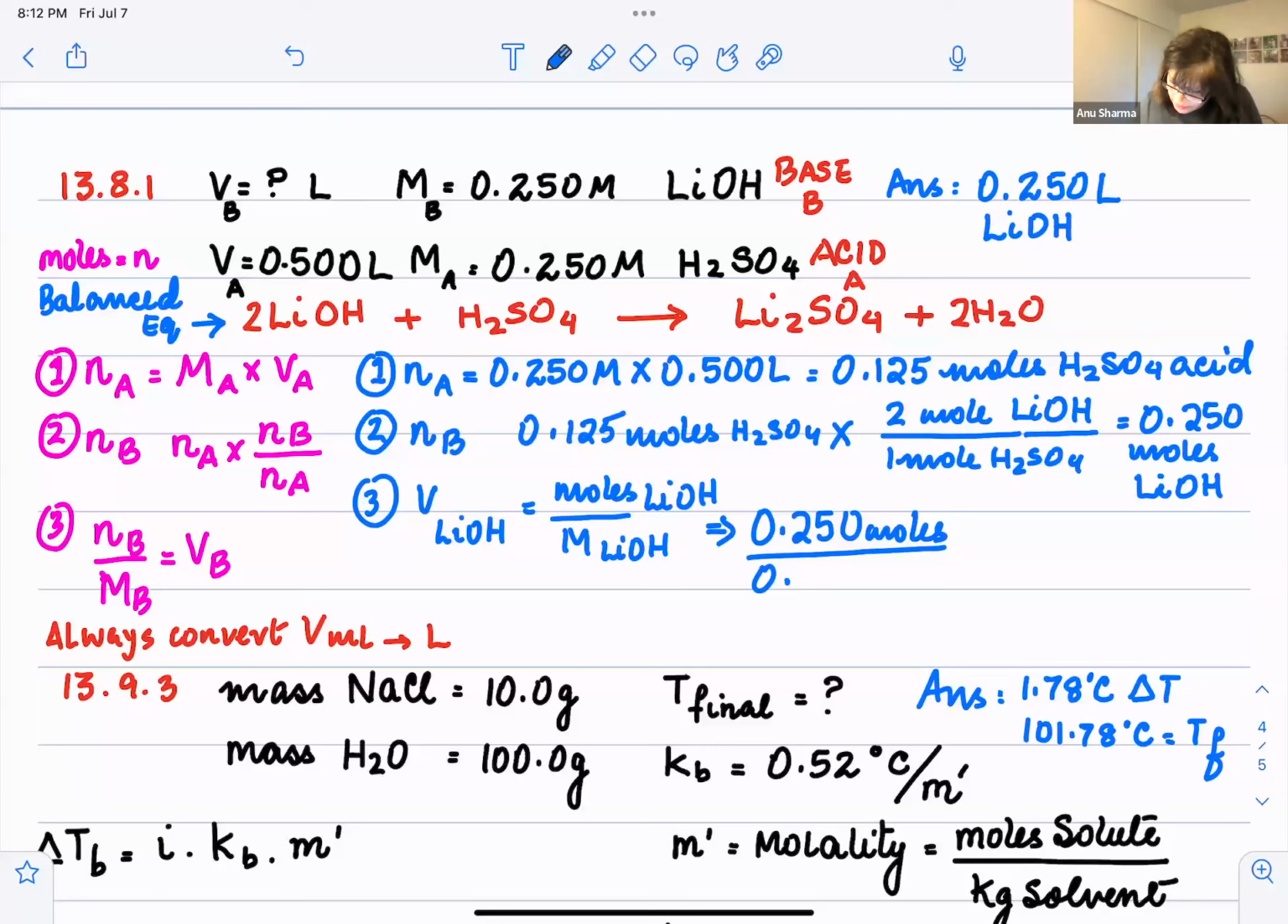Okay, so the molarity of LiOH is 0.250. So here you are given the molarity, the moles, over the molarity. So here is the molarity M. And so that gives you the volume, so that it comes out to be 1.0 liter.